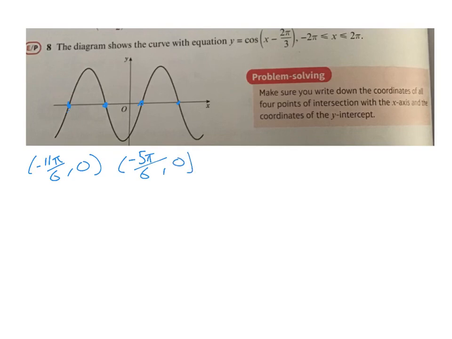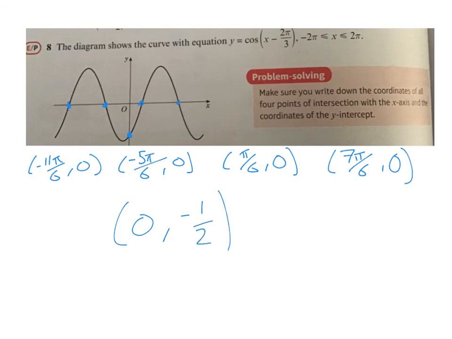Remember, we just find 1, and we know they're all pi apart. We've got here pi over 6, 0, and we've got 7 pi over 6, 0. All of them pi apart. And then, although it doesn't look like it on that awful diagram, we've got 0, negative a half. Hope that's clear.